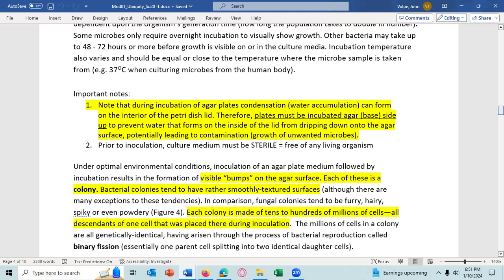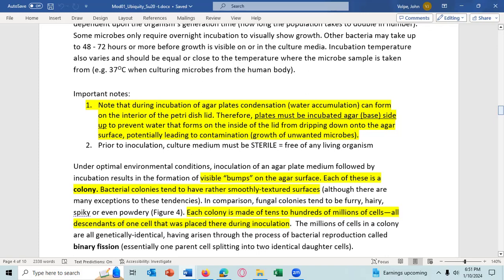Anyways, the important part is to know that all plates, when grown in the incubator, should be put in the incubator upside down to prevent the condensation of water from occurring on the lid and then forming a drop, which will then drop down onto the growth.